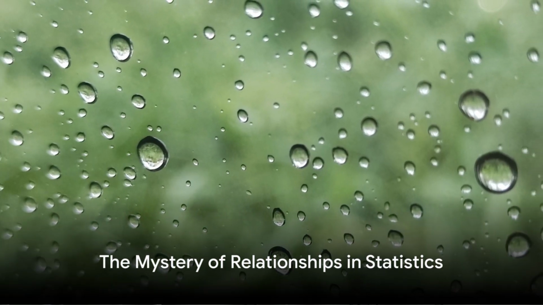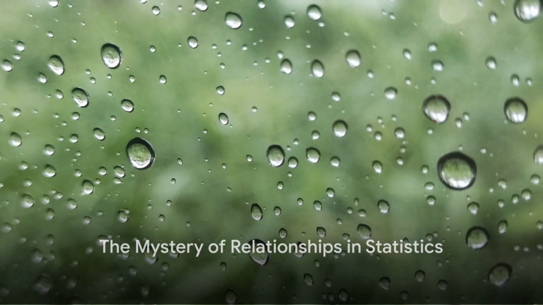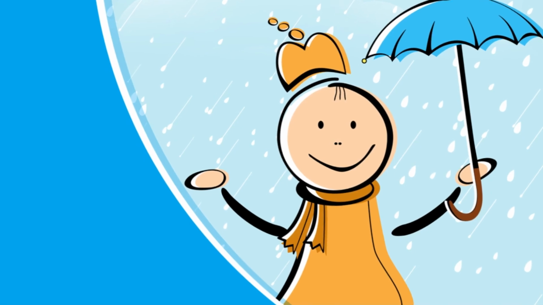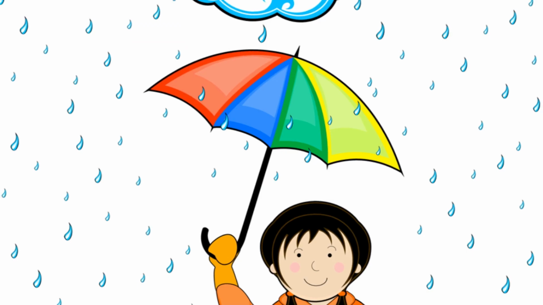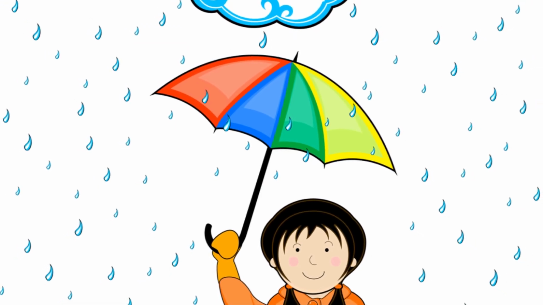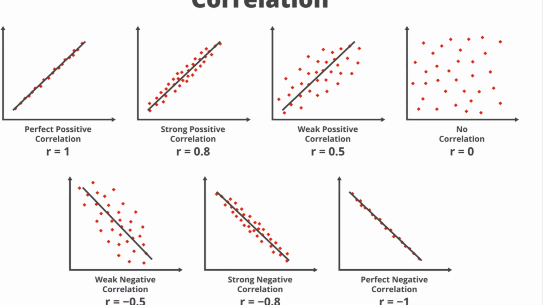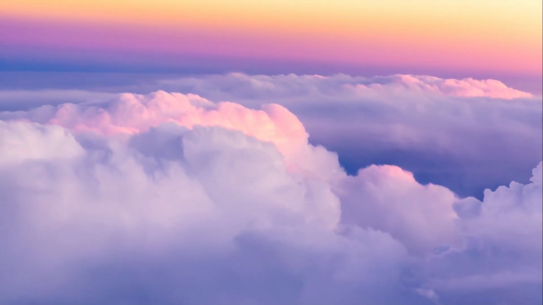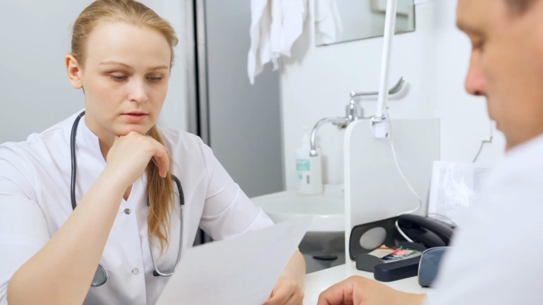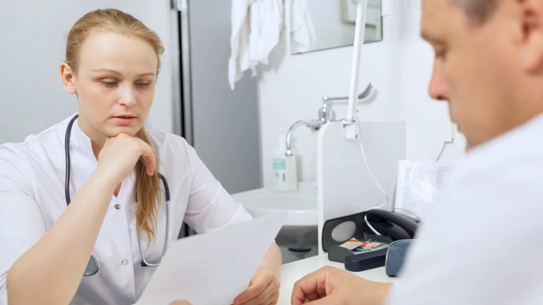Ever pondered why it's so crucial to understand the relationships between variables in statistics? Imagine you're trying to predict the weather. You notice when the pressure drops, rain usually follows. Here, you're identifying a relationship between two variables, atmospheric pressure and precipitation. Recognizing these relationships allows us to make educated predictions.